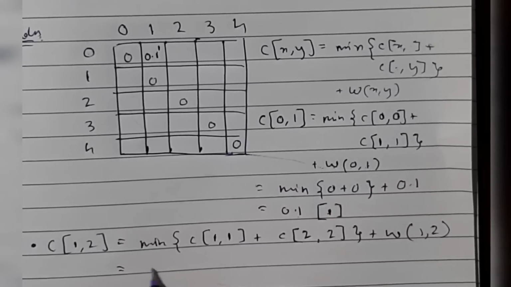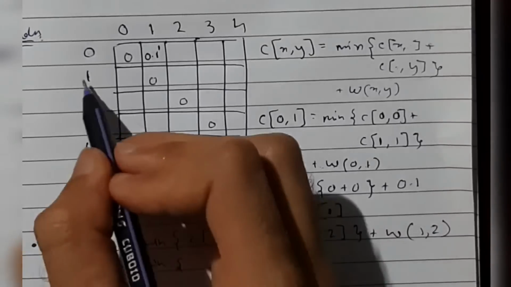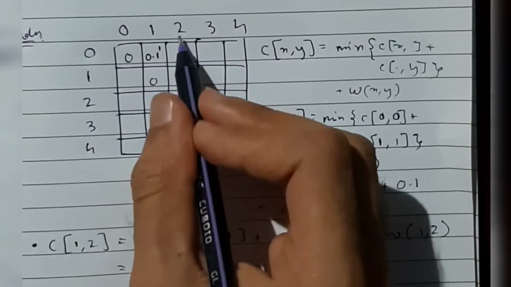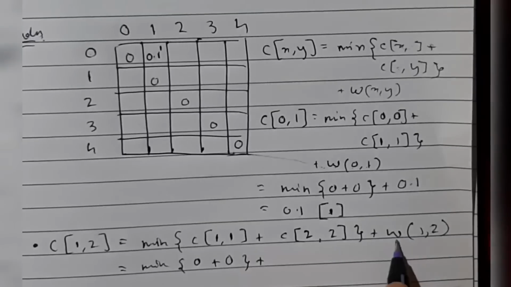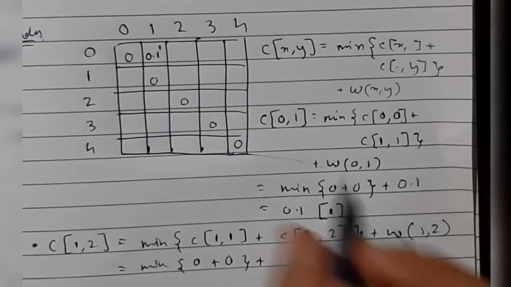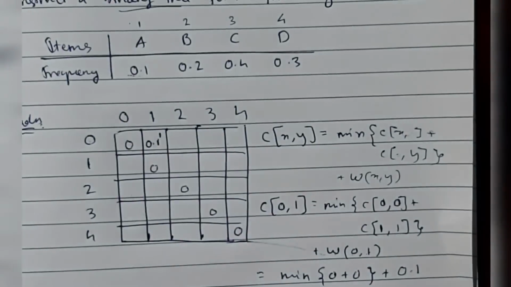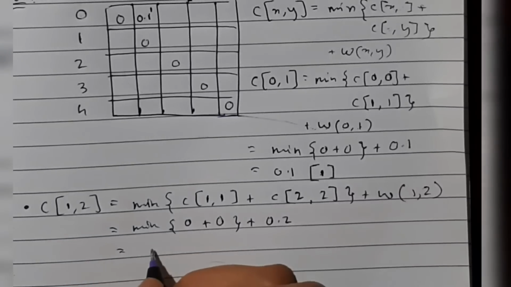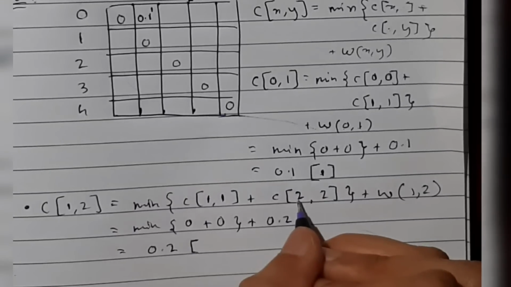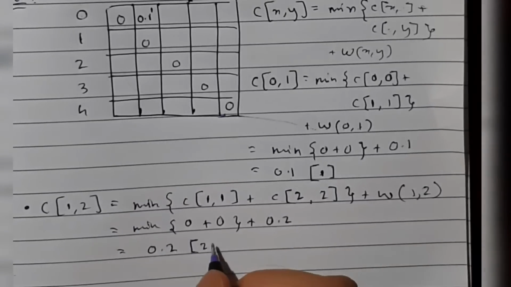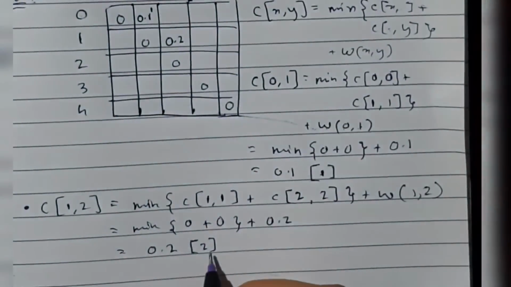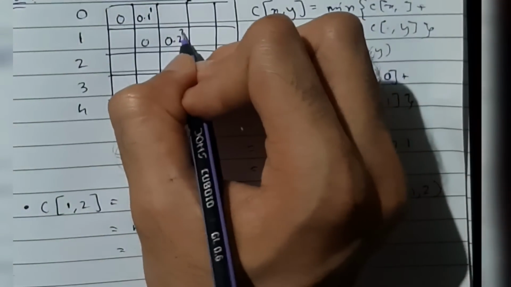Then we find the value of C of 1 comma 1, which is 0, plus C of 2 comma 2. 2 comma 2 is also 0, so I'll be writing 0 plus W of 1 to 2. For 1 to 2, you always have to see the right one, okay. For the right one, 2, what is the frequency? It is 0.2, so write plus 0.2, okay. Finding that, we get the answer 0.2. How did we get 0.2? By considering what number here? In the second one we took 2, right? So we'll be writing here 2, okay. So for this one we fill 0.2, and the number which we took is 2, so we'll be writing 2 here.